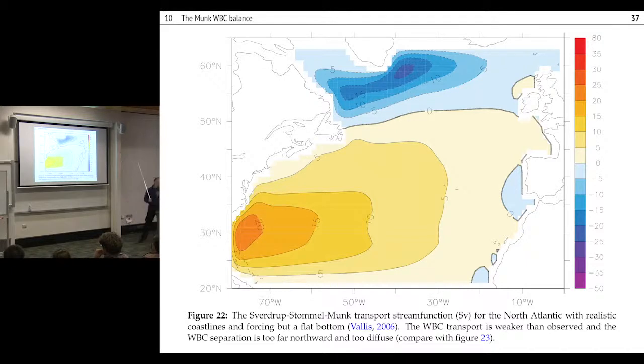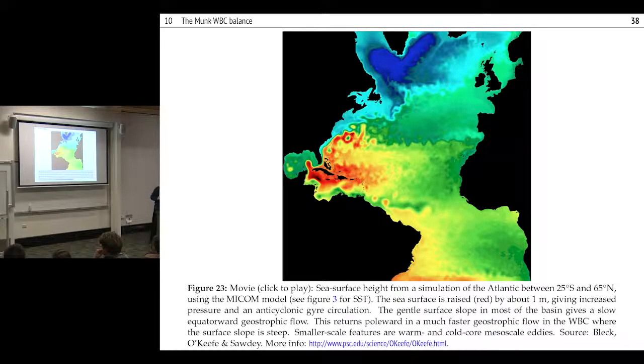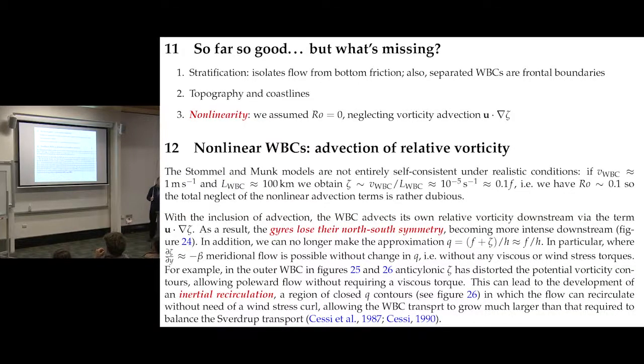There's no clear separation. If you compare that to this, which is the sea surface height equivalent of that temperature movie I showed earlier, this is what it really looks like, or much more realistically looks like. You've got this narrow western boundary current separating over there. So there's something missing. We've missed quite a few important things.